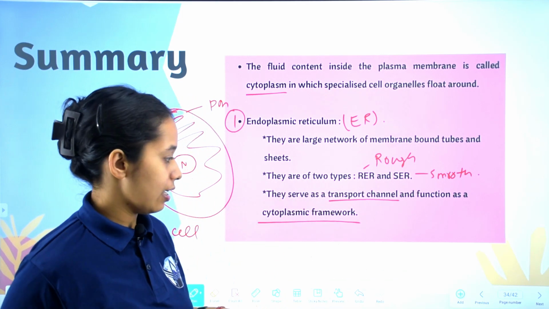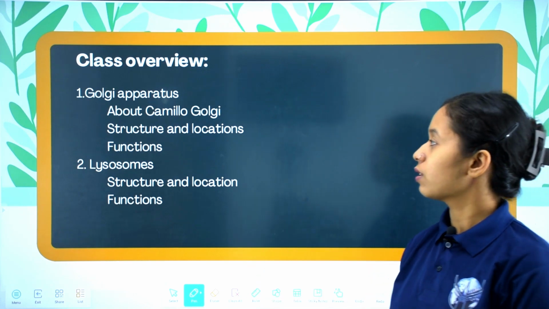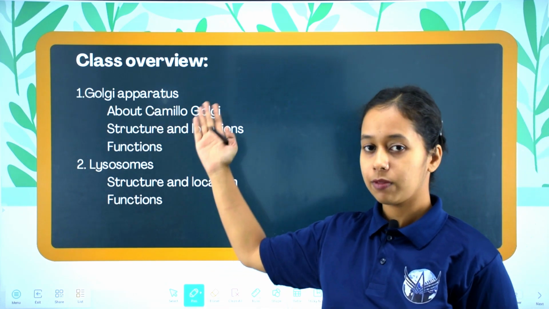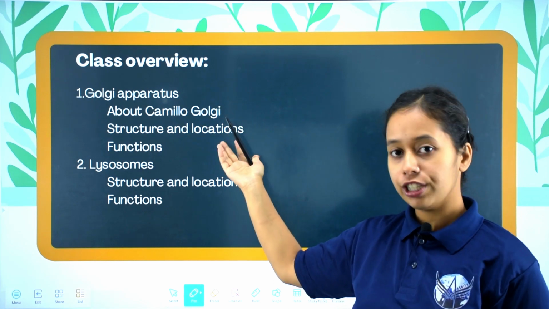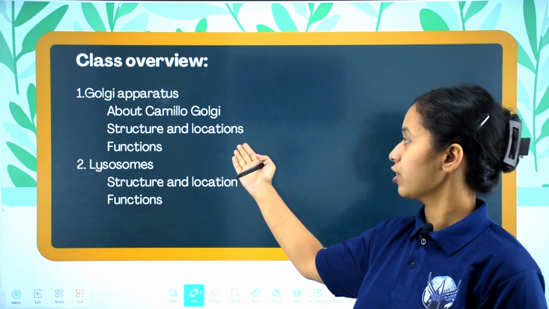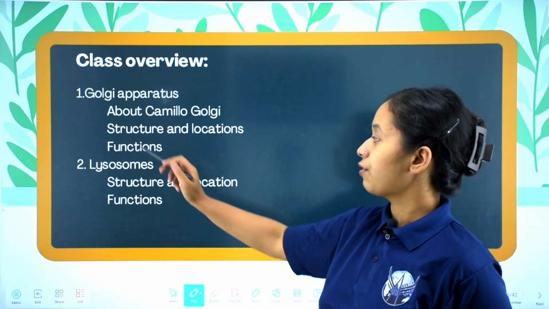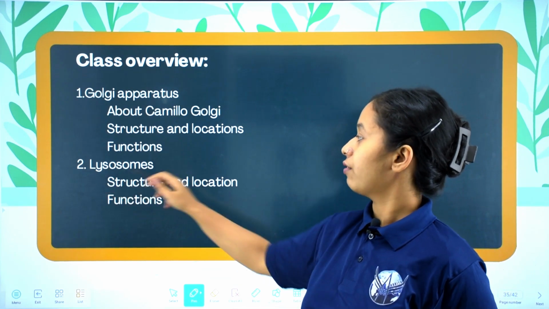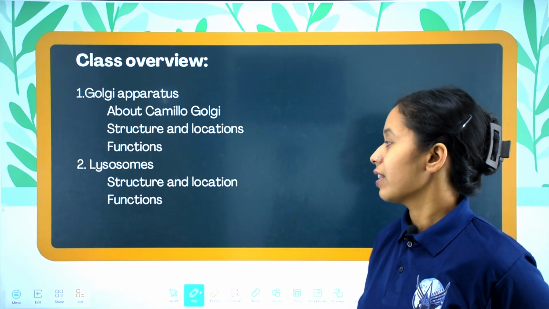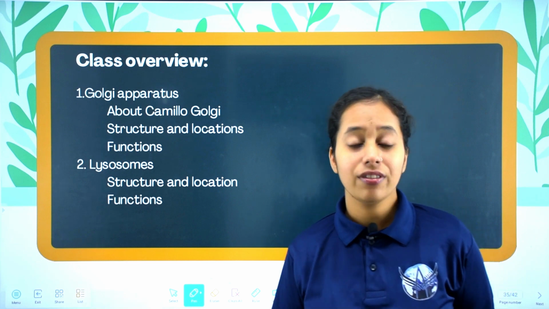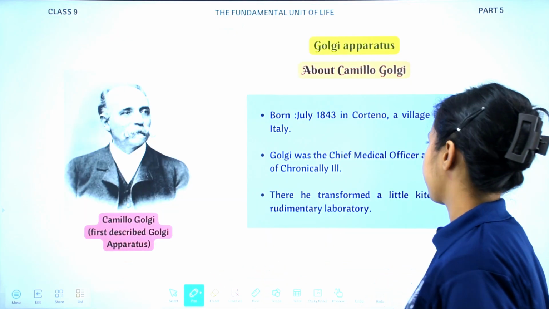In today's class, we will be studying the Golgi apparatus. Under that, we need to study the Golgi structure and location, meaning where the Golgi apparatus is located inside the cell, and the functions. Then number 2, we have lysosomes, the structure and location of lysosomes, and lastly we need to study the functions of lysosomes. So let us start with the Golgi apparatus.